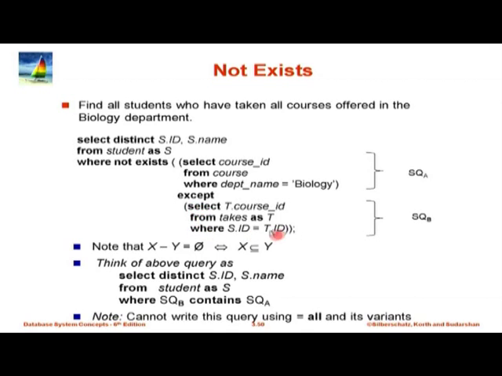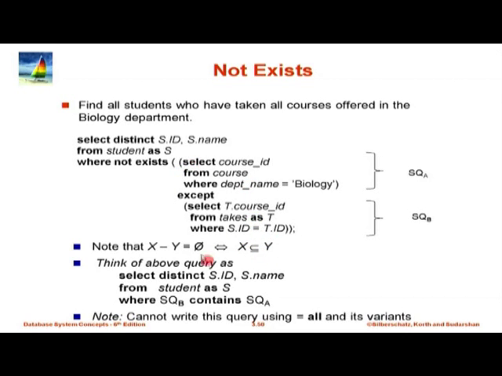Now, take the second subquery. What is it doing? Select t dot course ID from takes as t where s dot ID equal to t dot ID. What is s here? S is actually this outer thing from student. So, for a particular student, I have a particular s dot ID. I'm doing a selection on takes to find all course IDs taken by this student. So, now what am I doing? Let's call this SQA and let's call this SQB. SQA is all biology courses. SQB for a given student is all the courses that the student has taken. And my goal is to make sure the student has taken all the biology courses.